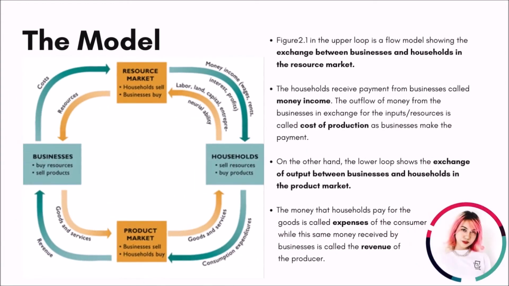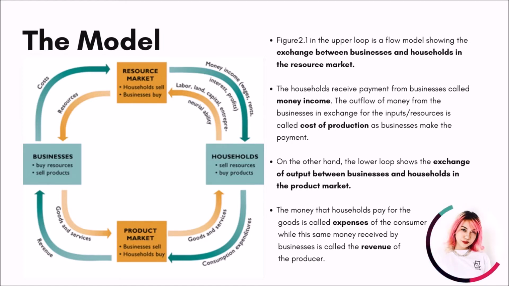Figure 2.1. In the upper loop is a flow model showing the exchange between businesses or producers and households or consumers in the resource market. The households, as shown, are the providers of inputs or resources: land, labor, capital, and entrepreneurs. Hence, the households receive payment from businesses called money income. The outflow of money from the businesses in exchange for the inputs or resources is called cost of production, as businesses make the payment.